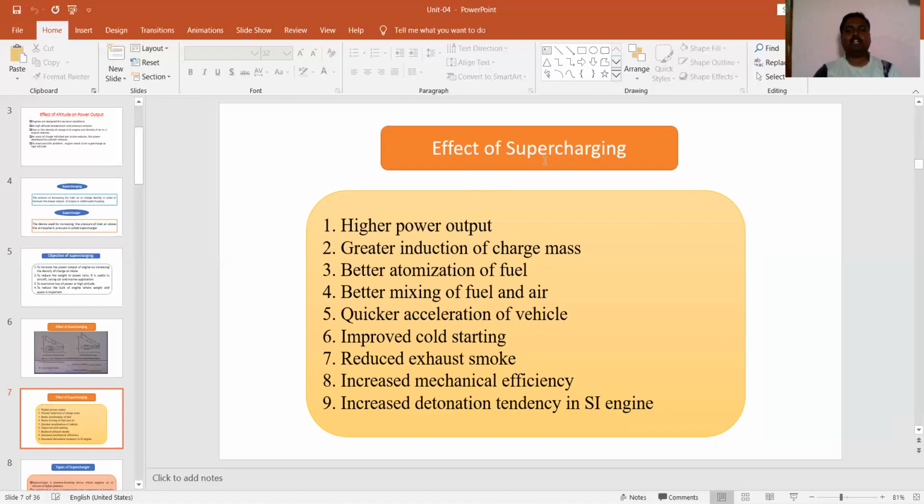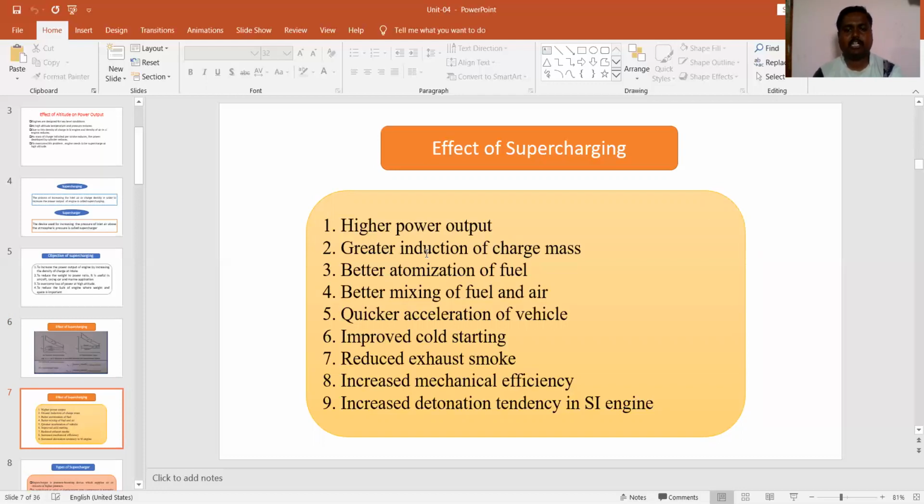Next point is effect of supercharging. Now there are different effects of supercharging, and some of them are listed here. The first one is higher power output. If you utilize the supercharging concept, there must be an increase in power output. Next one is greater induction of charge mass. Here greater induction of charge mass means the amount of air or air fuel mixture sent into an engine cylinder will be increased.